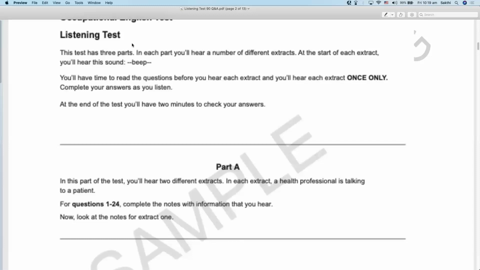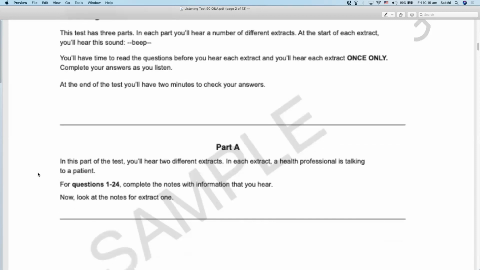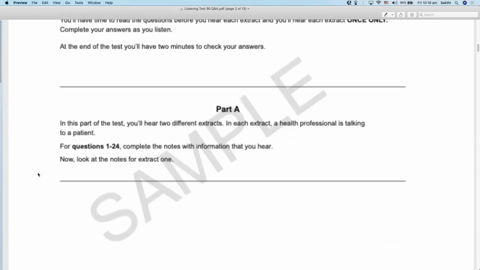This test has 3 parts. In each part, you'll hear a number of different extracts. At the start of each extract, you'll hear this sound. You'll hear each extract once only. Remember, while you're listening, write your answers on the question paper. Part A. In this part of the test, you'll hear 2 different extracts. In each extract, a health professional is talking to a patient. For questions 1 to 24, complete the notes with information you hear. Now turn over and look at the notes for extract 1.